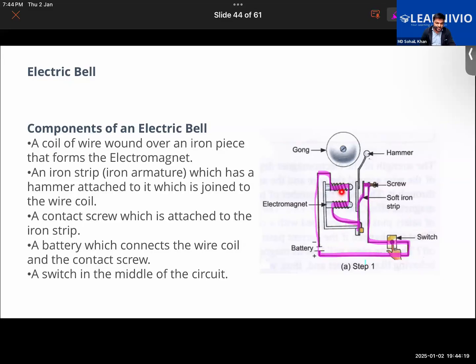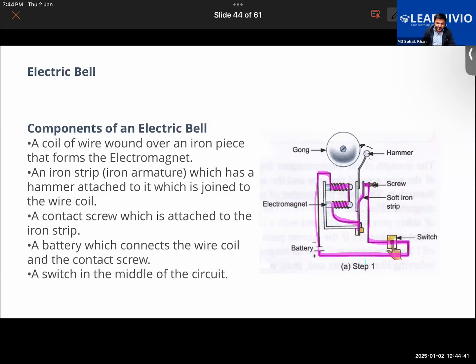attract magnetic objects towards them. And what is this object made up of? This iron strip. This is made up of iron. So this iron strip gets attracted towards the electromagnet. And in the process of doing so, what happens? The hammer will strike the gong and the sound is produced. The hammer strikes the gong.